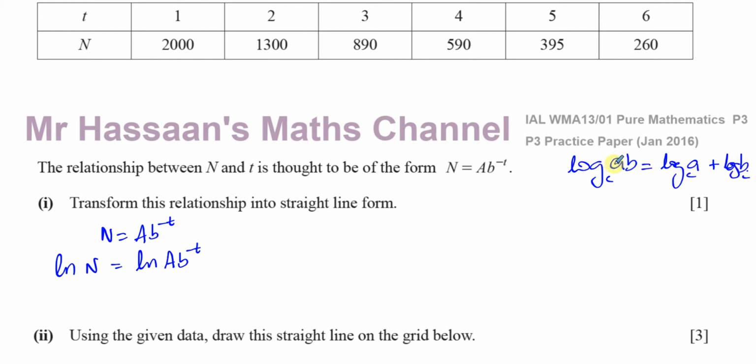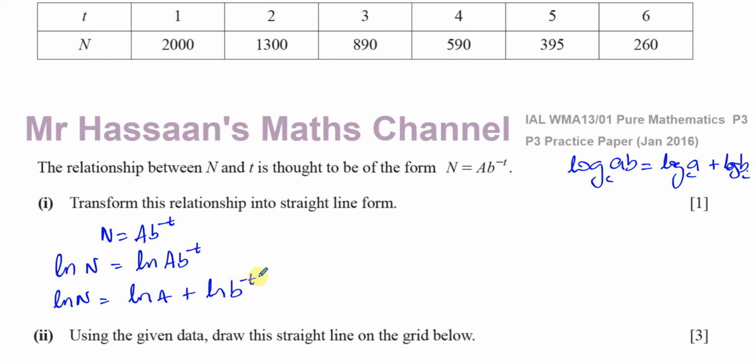You can split a product into a sum of separate logarithms if they have the same base, and you can combine two logarithms with the same base into the log of the product of the two separate things that you've taken the log of. So here I'm going to split this up into ln of n, and this will be equal to the ln of a plus the ln of b to the power of negative t. Okay, so now this is almost there.